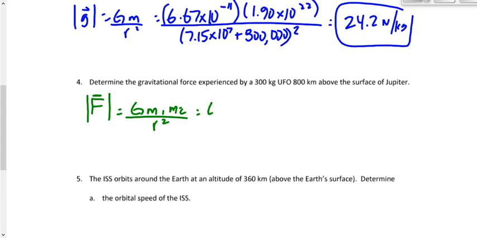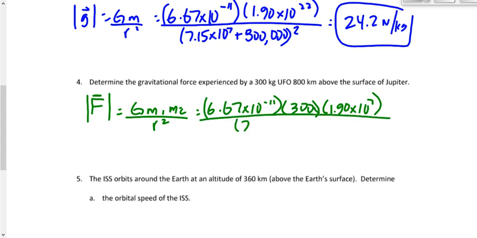6.67 times 10 to the minus 11 times both masses, 300 kilograms times the mass of Jupiter, which is 1.90 times 10 to the 27, divided by R squared, where R is, once again, 7.15 times 10 to the 7, plus 800,000. When you do that, you get 7.27 times 10 to the 3, and the units for this are newtons.